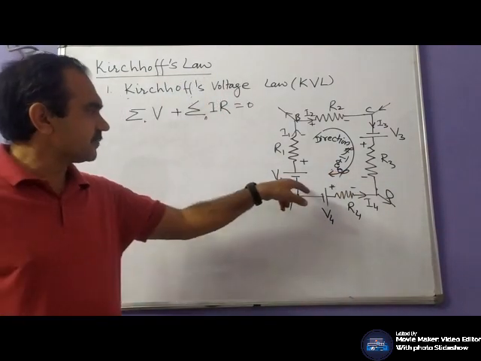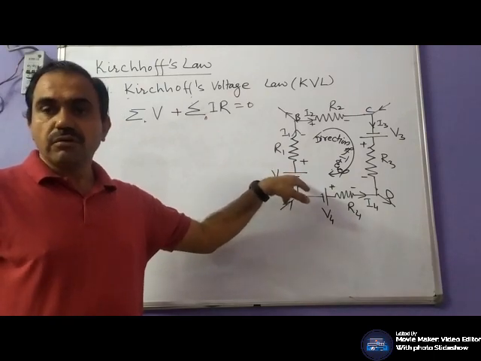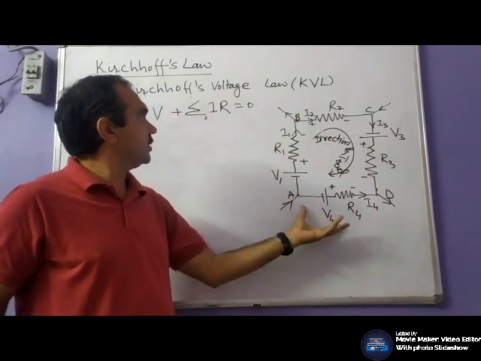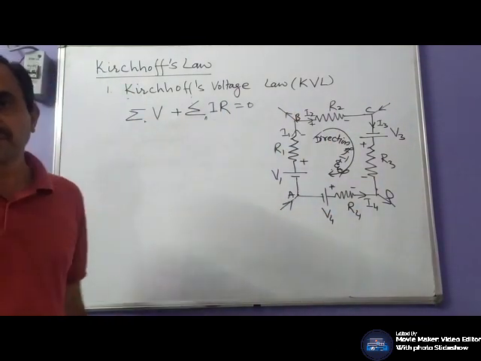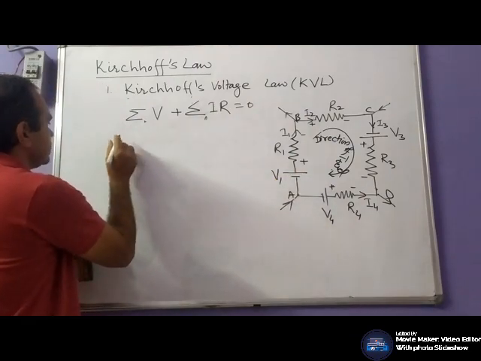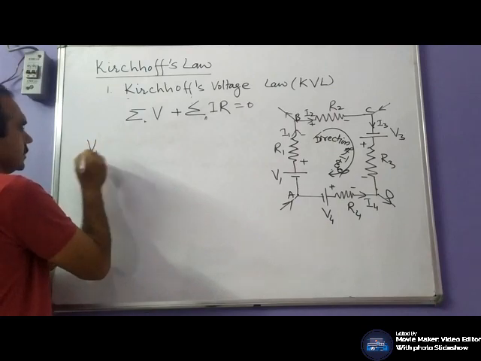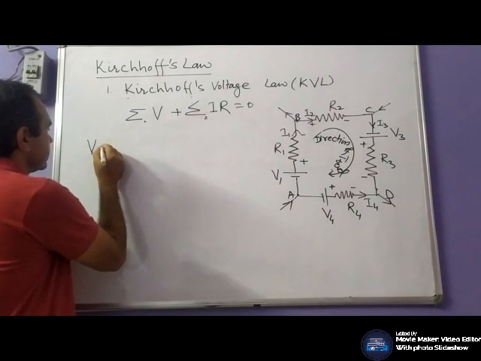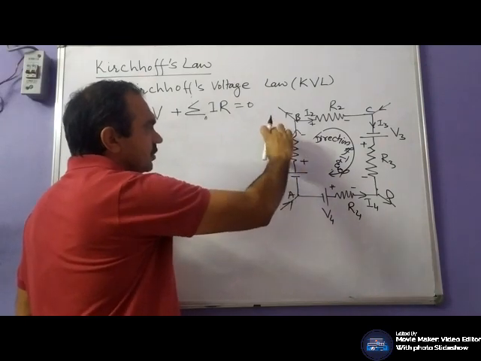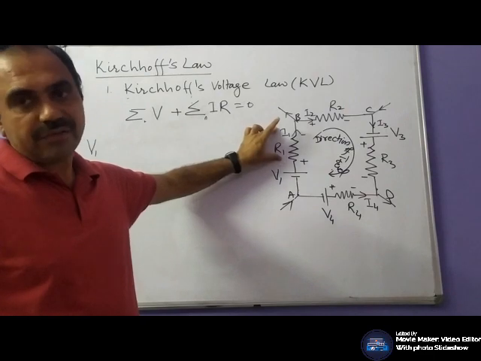Now, start from here. I am moving from lower to higher. Algebraic sum of EMF and IR drop is 0. Lower to higher, positive, so V1 is positive. Plus, yes, I am moving to the next stage. What is the voltage drop across this resistance? I1 R.